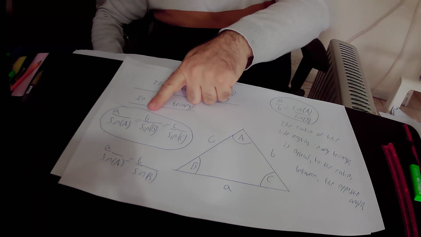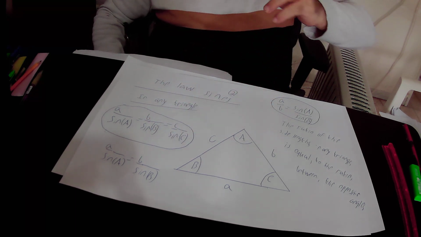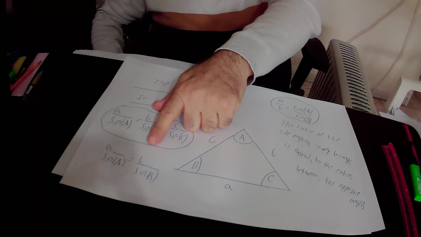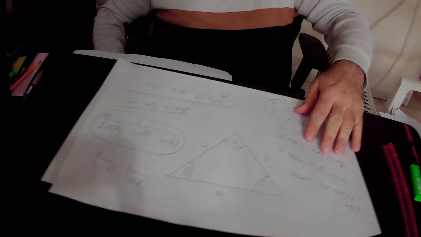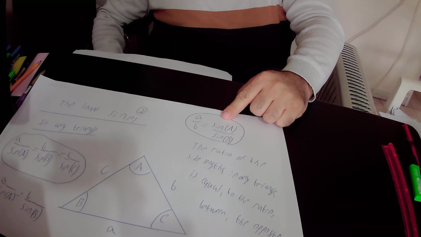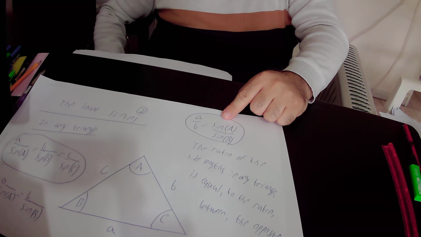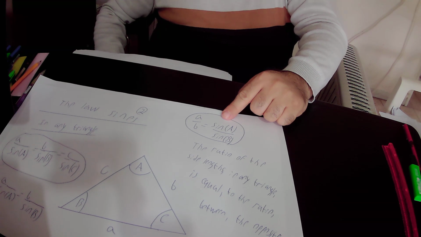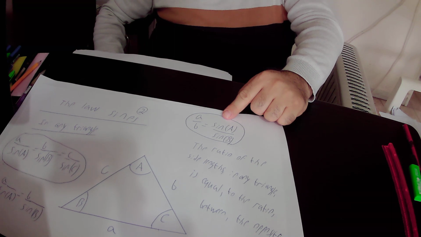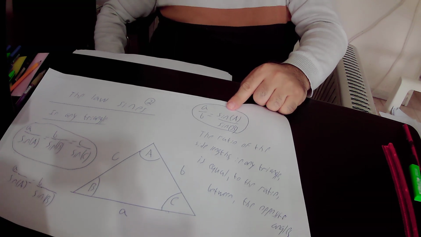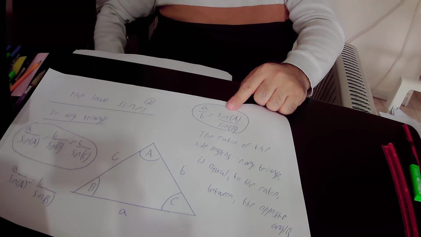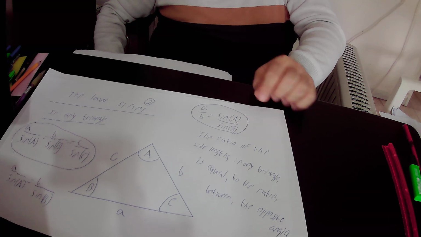Here we can derive from this formula that A over sine A equals B over sine B. If we divide this equation by B and multiply it by sine A, we will get that A over B equals sine A over sine B. What is the meaning of this equation? The meaning of this equation is that the ratio of the side lengths in any triangle is equal to the ratio between the sines of the opposite angles. Again, the ratio of the side lengths in any triangle is equal to the ratio between the sines of the opposite angles.